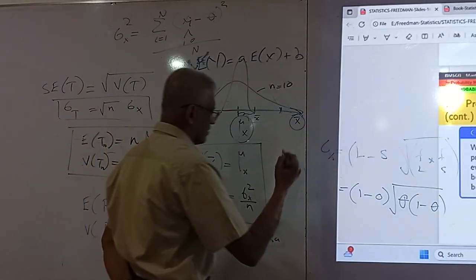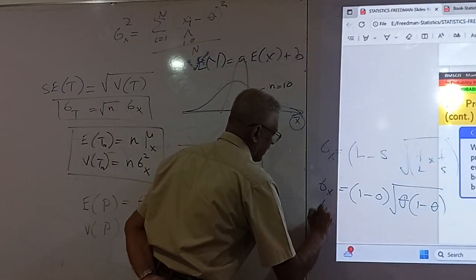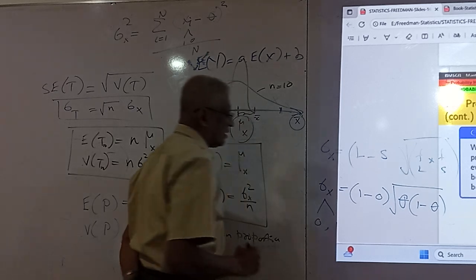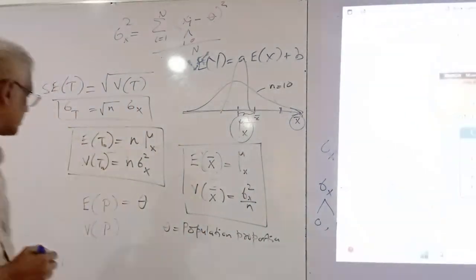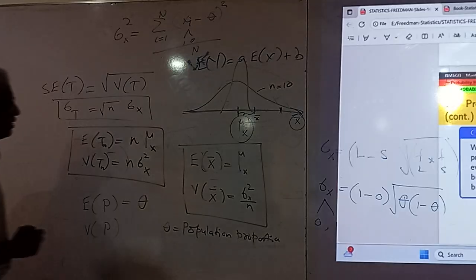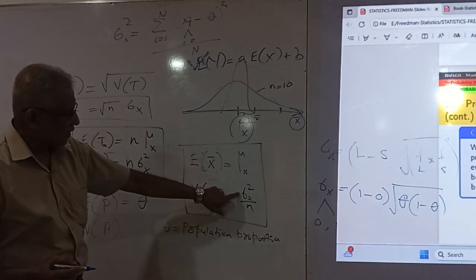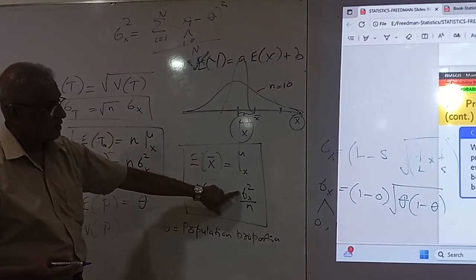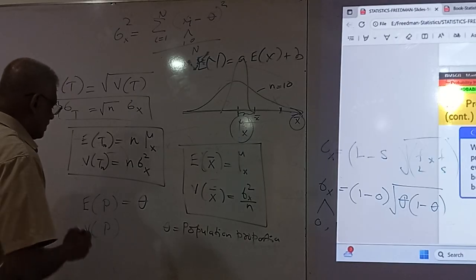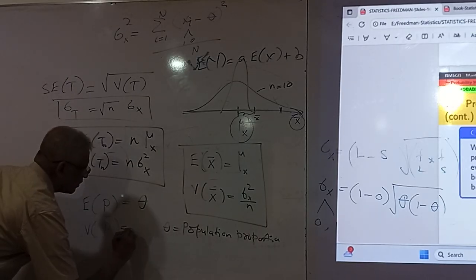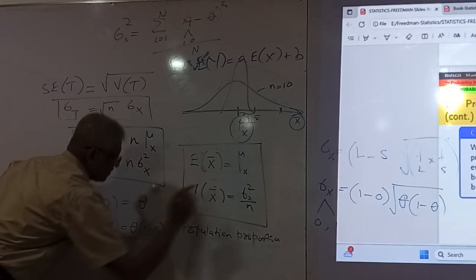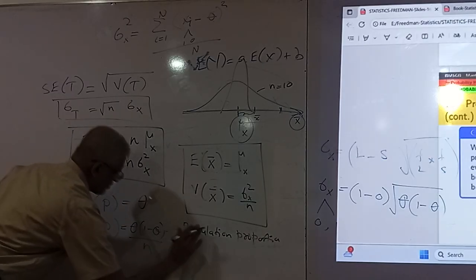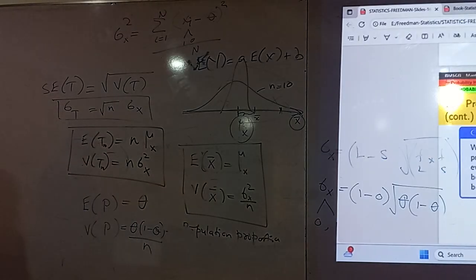So therefore in this case, sigma x, when x is equal to 0 and 1, this will be the standard deviation. So that will be the population standard deviation. So we have to take sigma squared x, the square of that. Therefore the variance of p is equal to theta times 1 minus theta divided by n. So that is the variance of the sample proportion.